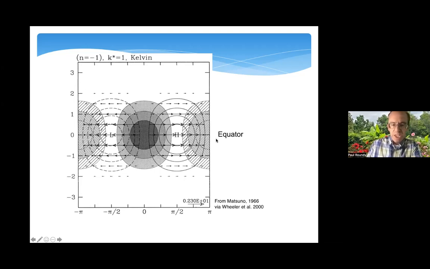So we've got a ridge, eastward flow in the ridge, westward flow in the trough, divergence in between lowers the geopotential east of the trough, and the whole thing migrates toward the east.